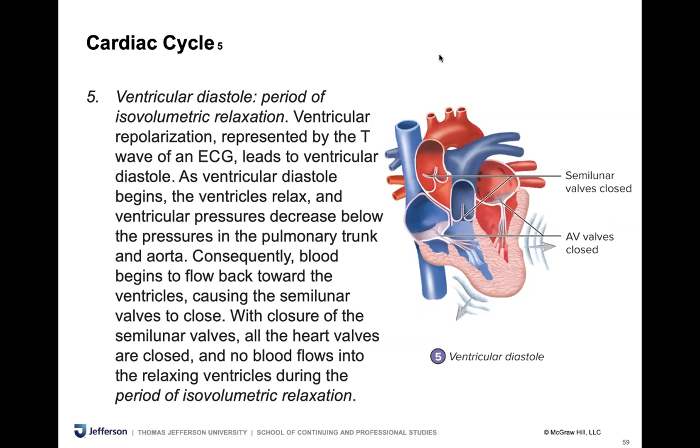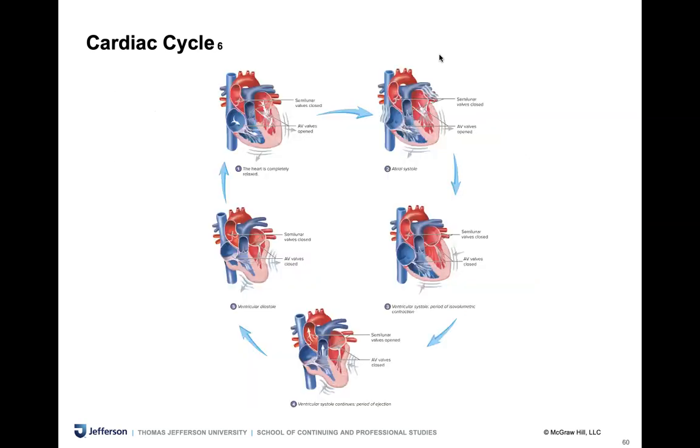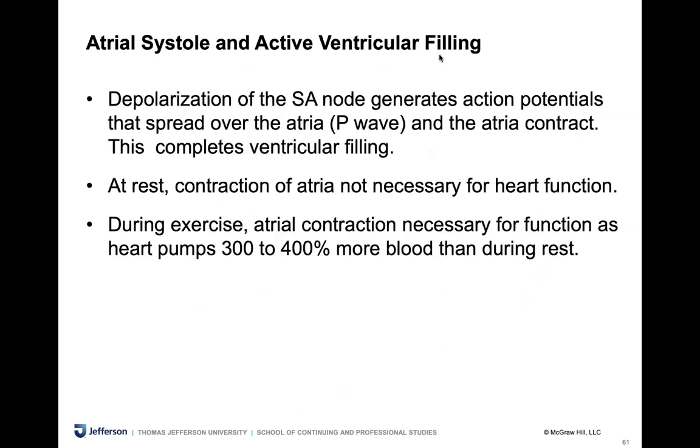Consequently, blood begins to flow back towards the ventricles, causing the semilunar valves to close. With closure of the semilunar valves, all the heart valves are closed and no blood flows into the relaxing ventricles during the period of isovolumetric relaxation. And here are those five steps summarized again.